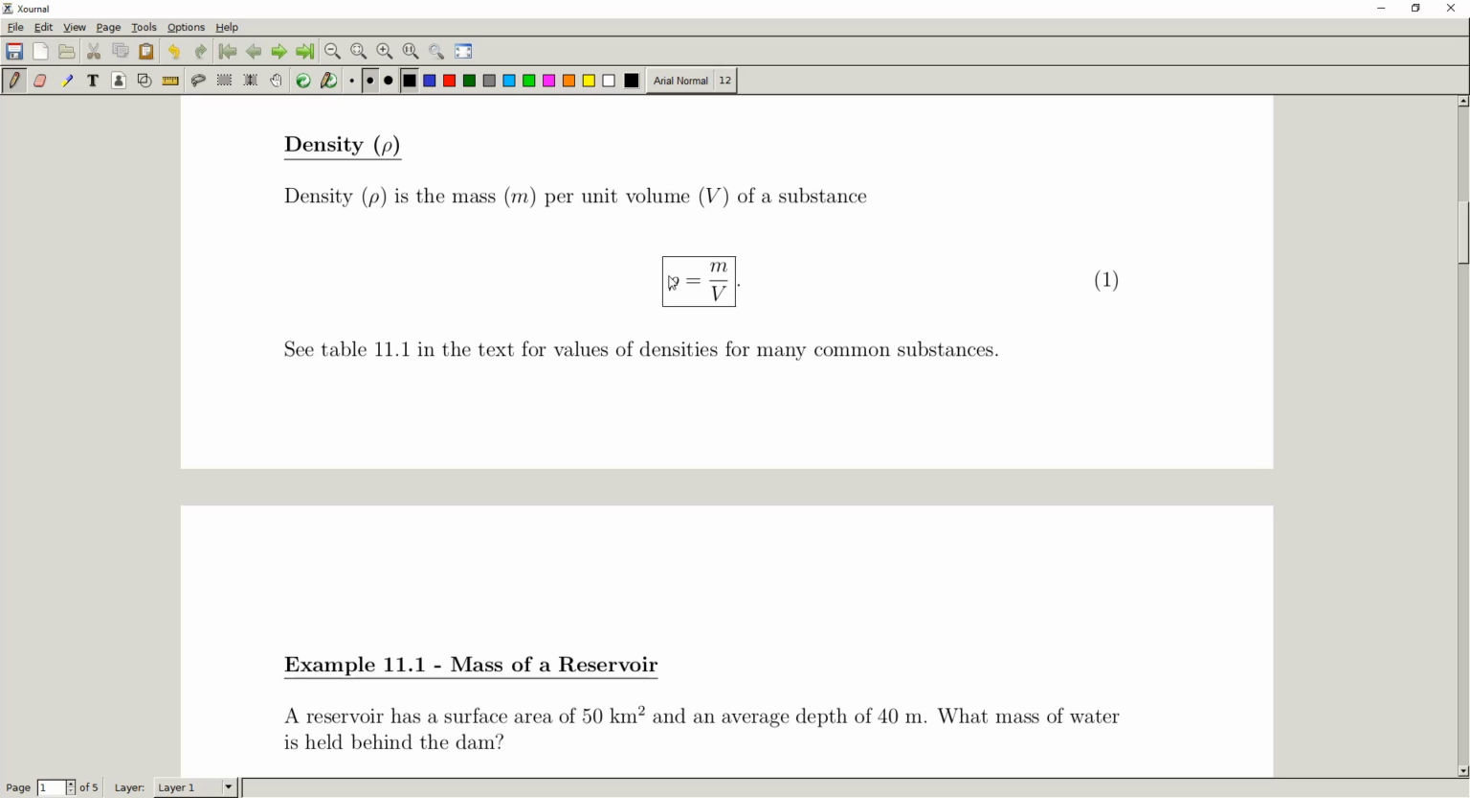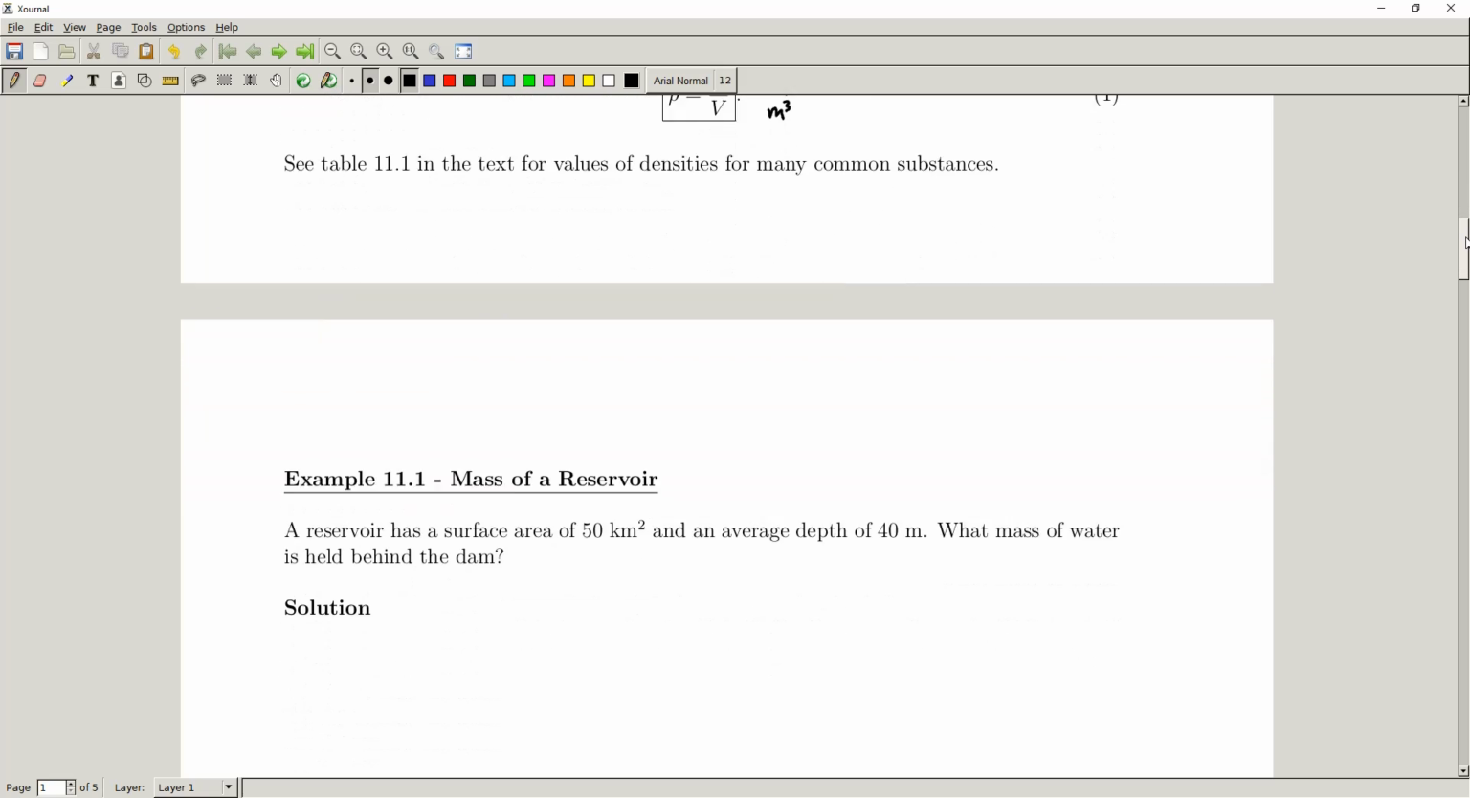I didn't write it here, but obviously we know that our SI unit for mass is kilograms. We know that our SI unit for any length is meters. So a volume is just going to be a meter cubed, so cubic meters. And so the SI units for density will be kilograms per meter cubed, right? That's the equation that we're going to use for density.